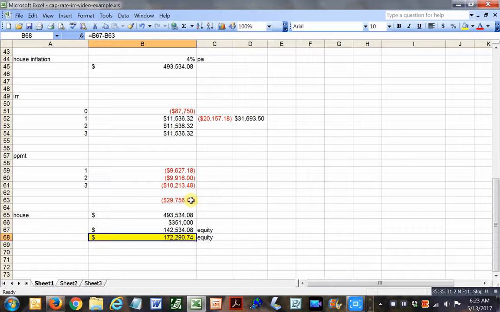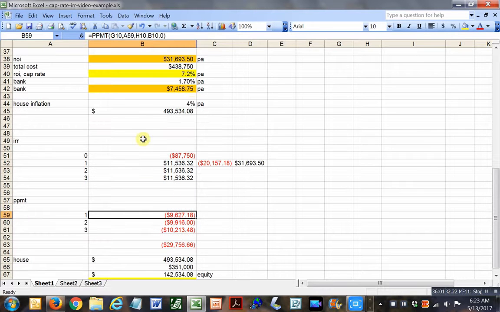Why is it so high? It's because you paid some principal down, this guy, right? And the building's gone up in value. So what we're doing with this internal rate of return calculation is we're really integrating three types of returns in one measure. The amount of cash flow you get every year, which is about $11,500 on this building. The amount of principal that's being paid off every year, which is about $10,000. And the inflation that you get.